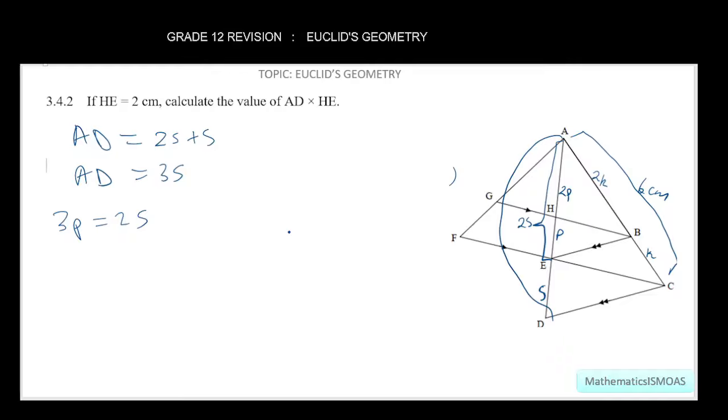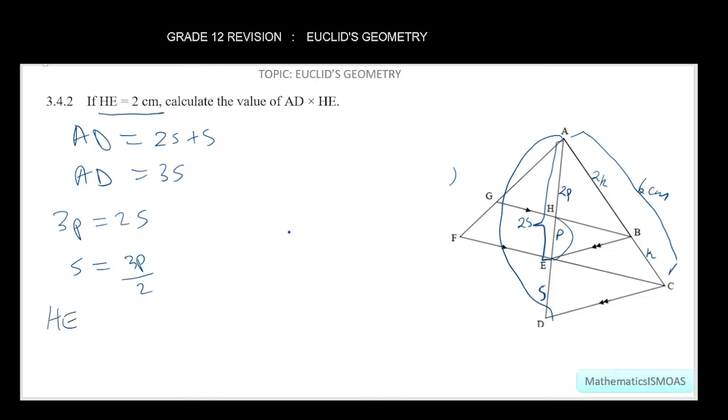Let's go back to the diagram and the information we're given. We know that HE is 2 centimeters. But when we go to our diagram, HE is also P. So we realize that if we write S in terms of P, then we'll actually be able to find the value of P. We actually know that the value of P is 2 centimeters in question 3.4.2. So we are saying S will be equal to 3P over 2.